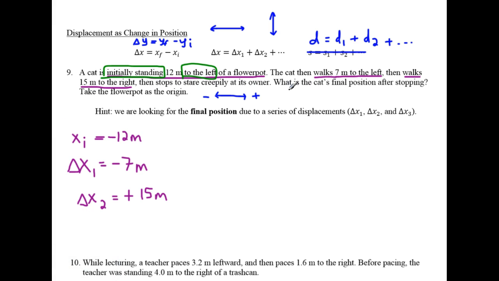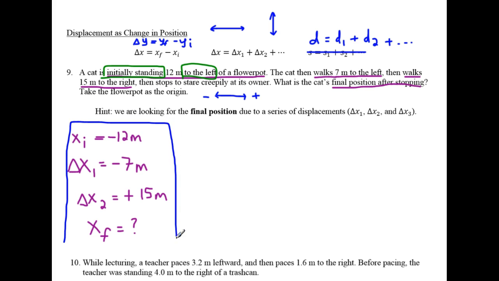Okay, and then they say, what is the cat's final position after stopping? They want me to find that final position, x sub f, after the cat stops. Making a list of givens and unknowns is the very first step after you've figured out if you're talking about the x-axis or y-axis. This is a crucial step in solving because then we can figure out which equations will help us get to the unknown. Here the unknown is x final, so look at your equations. Which equation has x final?